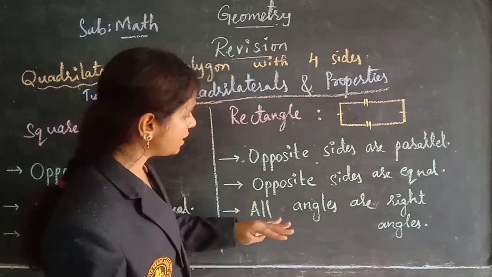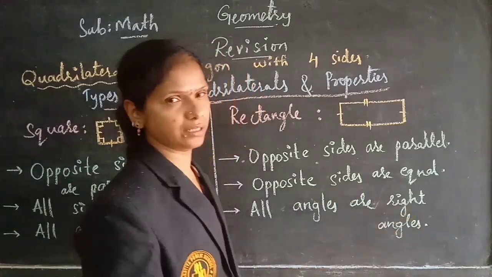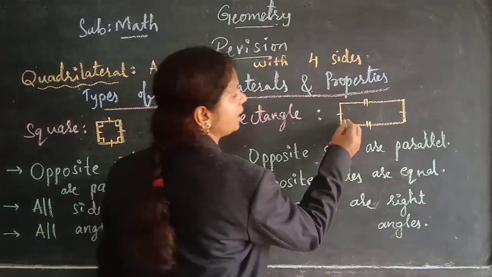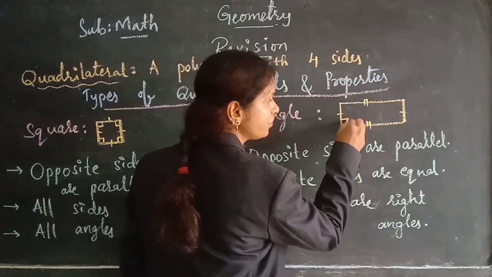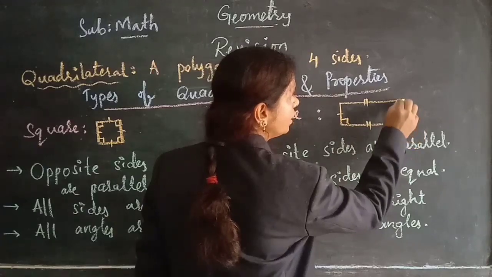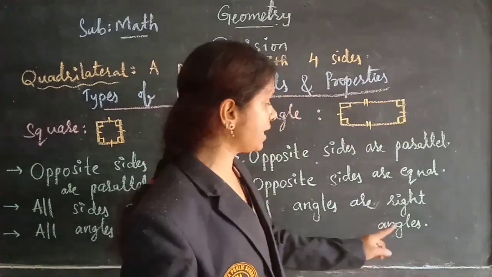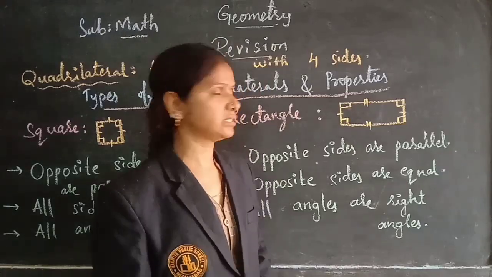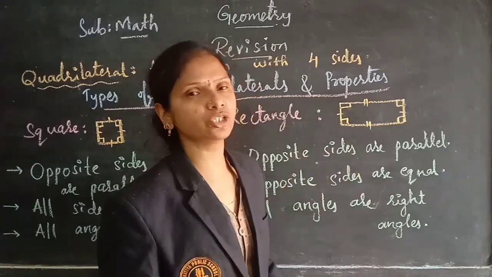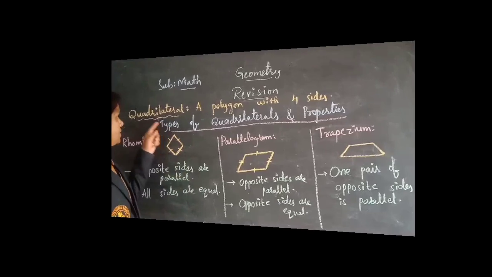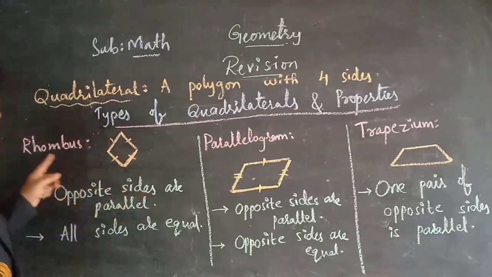And the third property is all angles are right angles. Whatever angle you take, you can see four angles here: here one, here one, here one and here one. Four angles should be 90 degrees. A right angle is nothing but 90 degrees. So four of the angles should be 90 degrees. Yes, children. Some more quadrilaterals here.